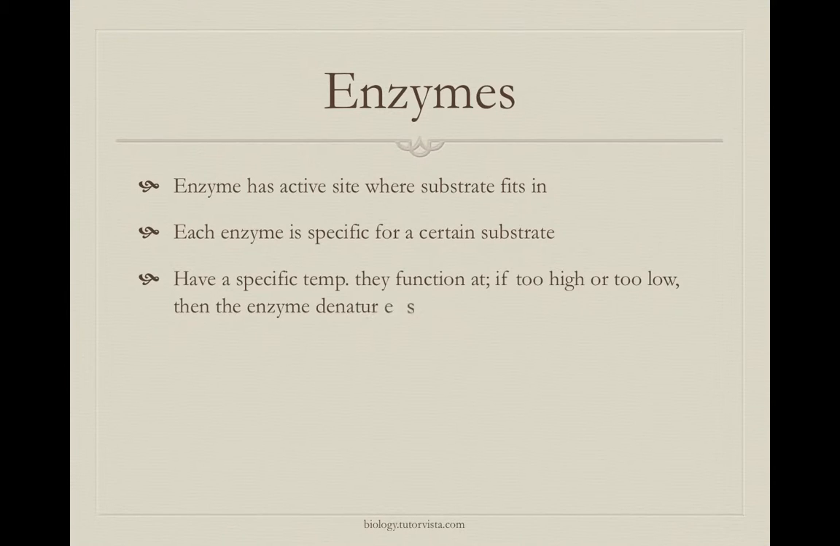And the enzymes have a specific temperature they function at. If it's too high or too low, then the enzyme denatures. And that also works for something such as pH. If the pH is too high or too low, the enzyme is going to denature. And that's the reason why our body needs to stay at a certain temperature, is because the enzymes in our body won't be able to function. They won't be able to do their job if our body temperature goes too high or too low.